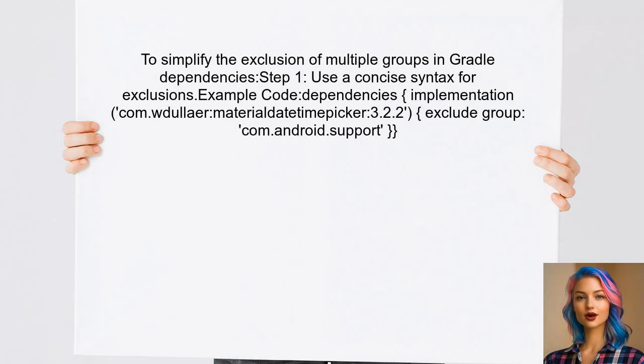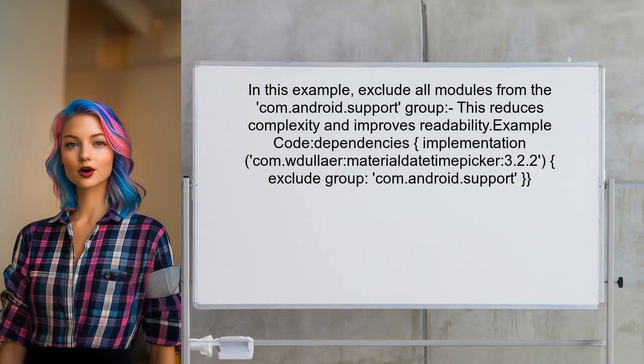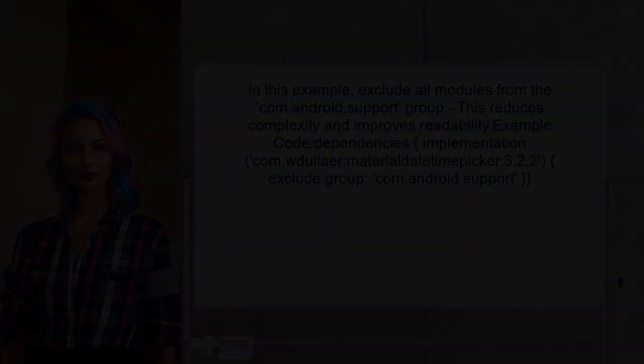To simplify the exclusion of multiple groups in the Gradle dependencies, the user can utilize a more concise syntax. Instead of listing each exclusion separately, they can use a single exclude statement for all groups. In this example, the user can exclude all modules from the com.android.support group with just one line. This reduces complexity and makes the build file cleaner.